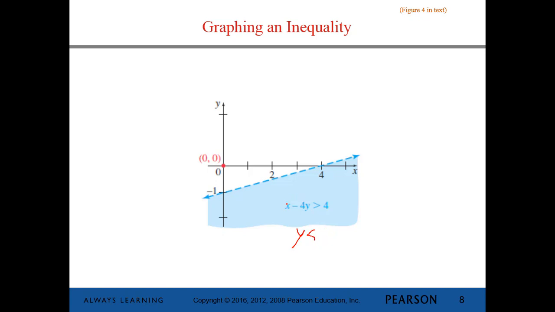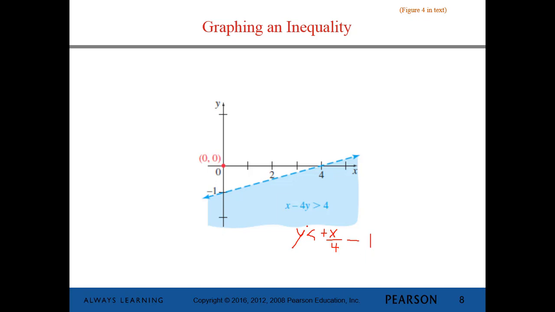So we're going to subtract x from both sides. We're going to get -x. And then we're going to divide by -4. That's going to make this a positive, and it's going to be x over 4. And this is going to be -1. So we end up getting y is less than 1/4 x minus 1. And so this is the line.